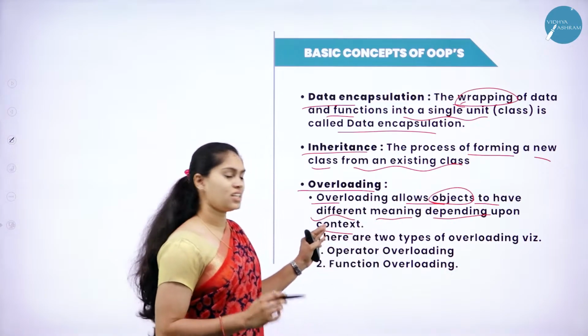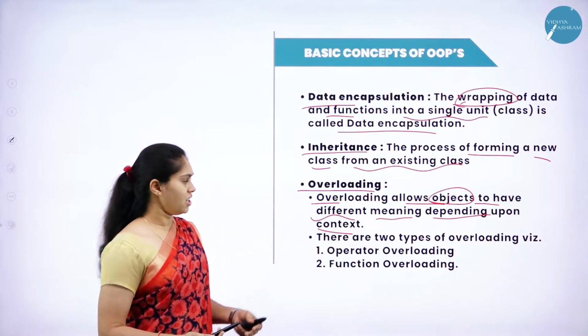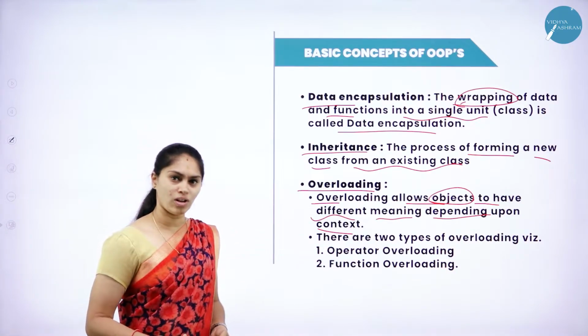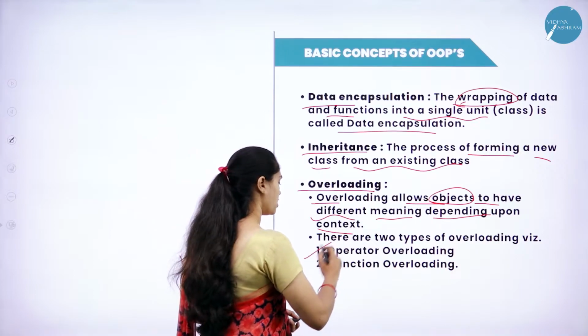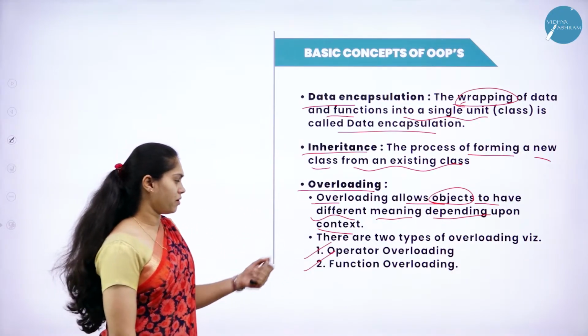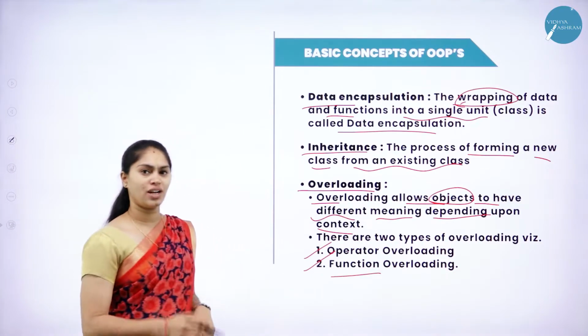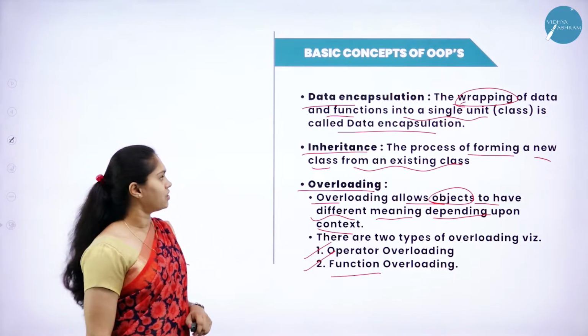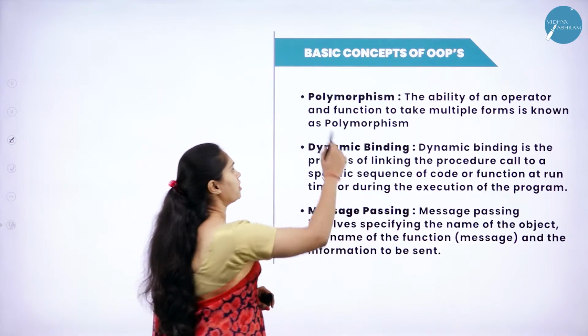behavior. In the same way, if an operator or an object has more than one meaning depending on the different context or situation, then that will be termed as overloading. That can be of two types: one is operator overloading and another is function overloading. We will be learning about function overloading in a different chapter itself, right?